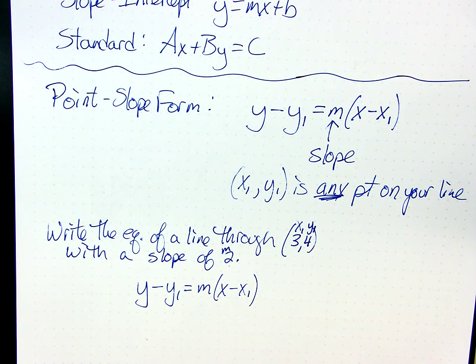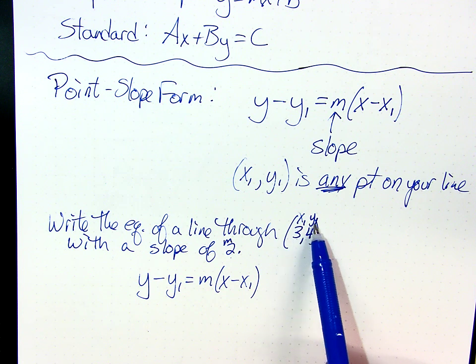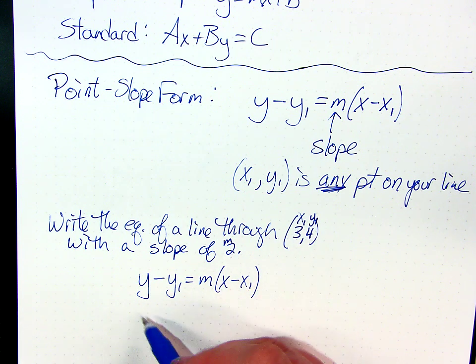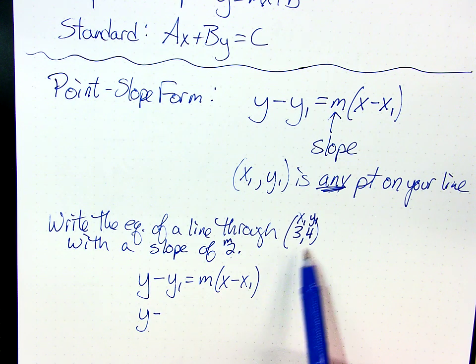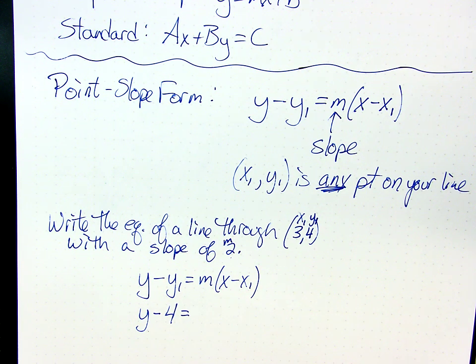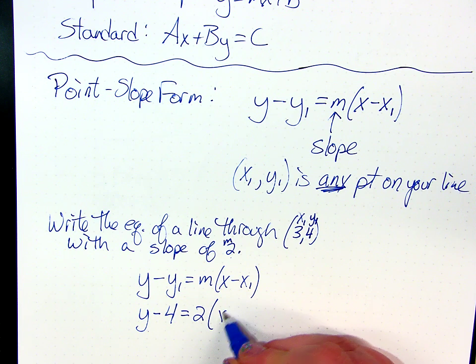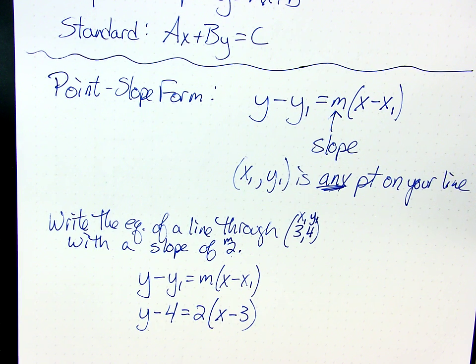And now watch what I'm going to do. I'm just going to fill in those 3 numbers. I'm going to fill in x1, y1, and m. So watch how this works. y minus, what's y1? 4, right? You want y1 there. So 4 equals, what's m? 2. And then x minus, what's x1? 3. Ta-da! That's it. You just wrote your first equation of a line. Look at you go.